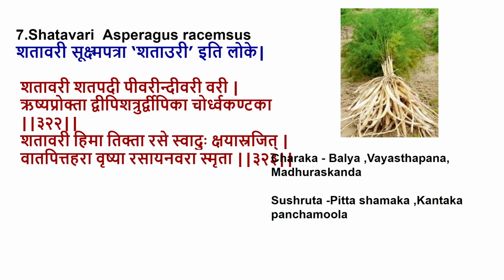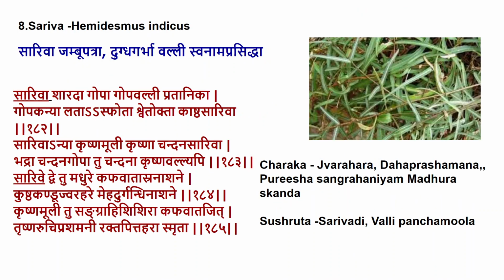And according to Charaka, it's included in the Gana of Balya, Vayasthapana, Madhuraskanda. In the Madhuraskanda, Shatavari is added in Charaka Samhita. In Sushruta, you will also have the Pitta Shamaka group and Kantaka Panchamula groups also. Shatavari is indicated. The next is Sariva.